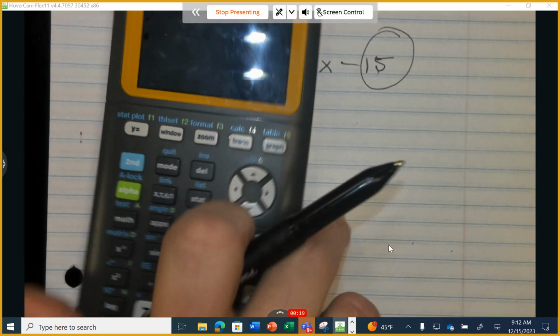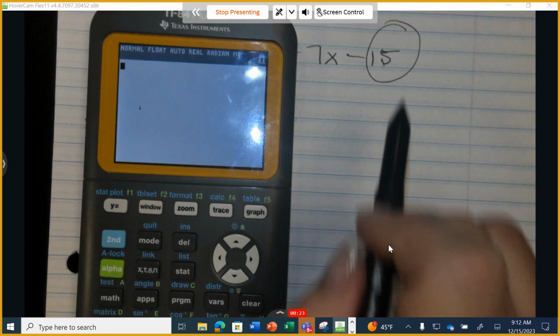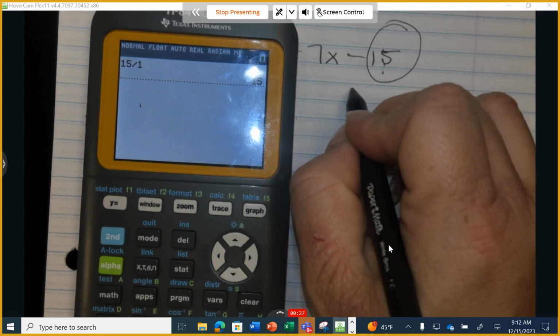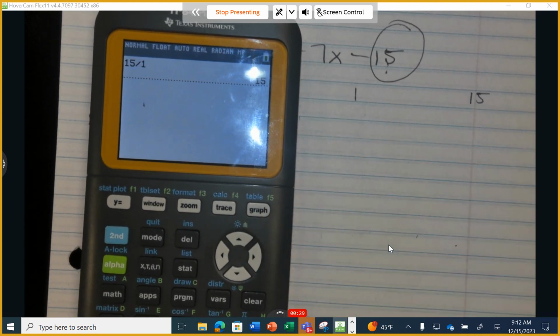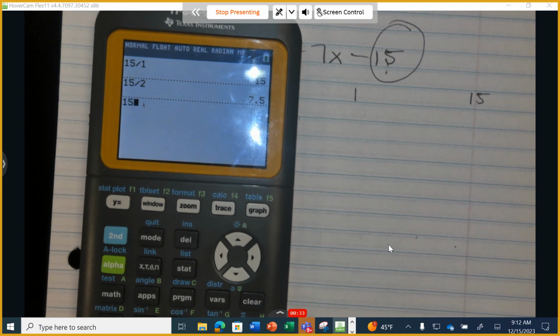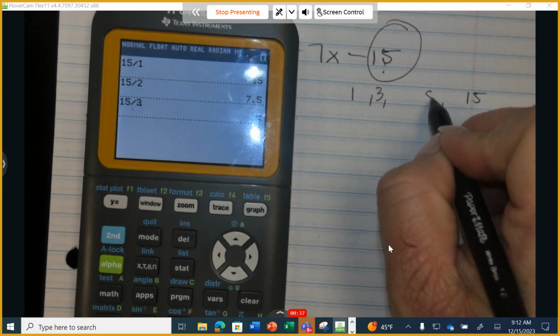Now, I'm going to do it the slow way, as if you're like, Miss Bradley, I've never heard of the word factors. So I take this number and I divide it by 1. It goes in evenly. There's no decimal. So I know 1 and 15 are factors. And I divide by 2. It does not go in evenly. So 2 doesn't work. I divide by 3. It goes in evenly. So I know 3 and 5 are factors.